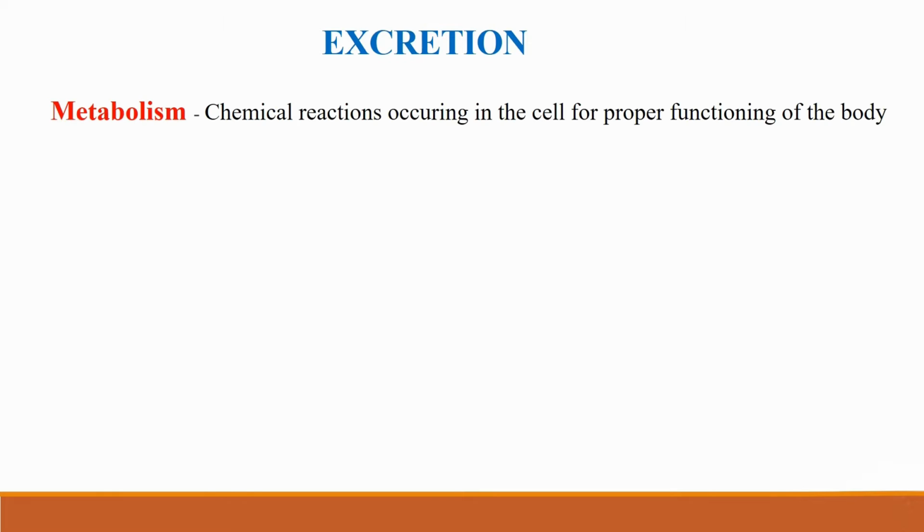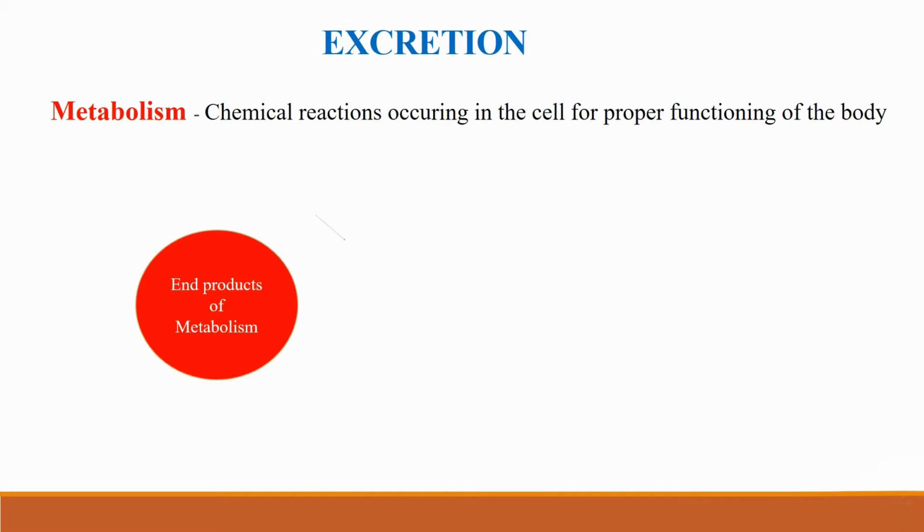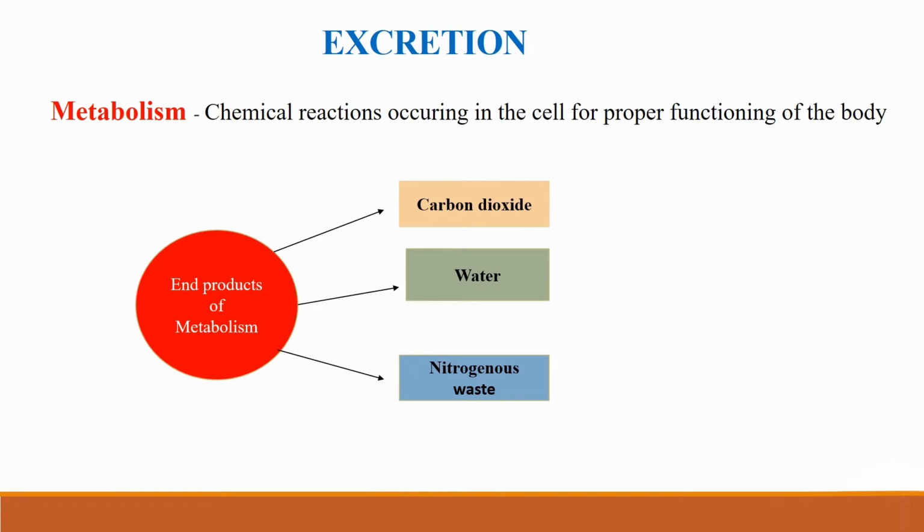What is excretion? For the proper functioning of the body, many chemical reactions occur in the cell, which is known as metabolism, and the end product of which is carbon dioxide, water, and nitrogenous waste that has to be eliminated from the body, otherwise will be harmful to the body. The mechanism involved in this process is known as excretion.